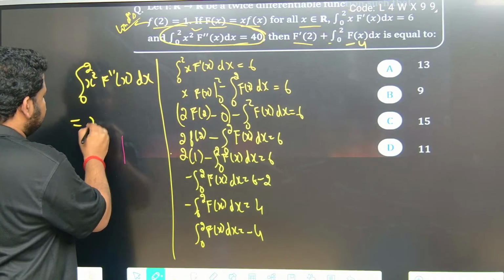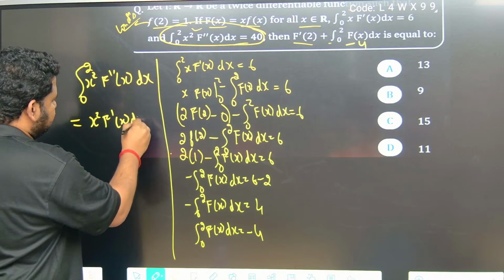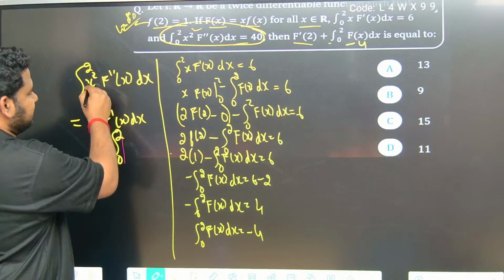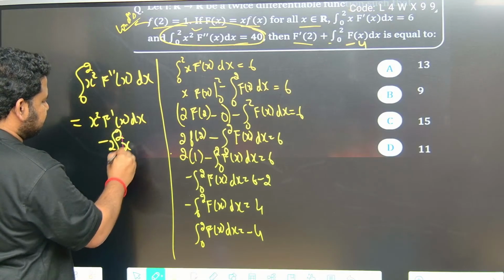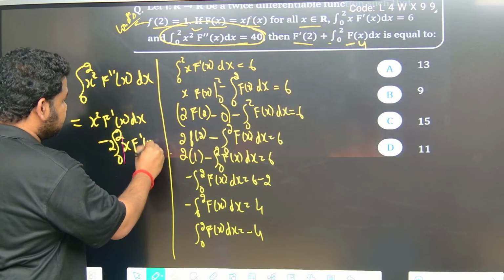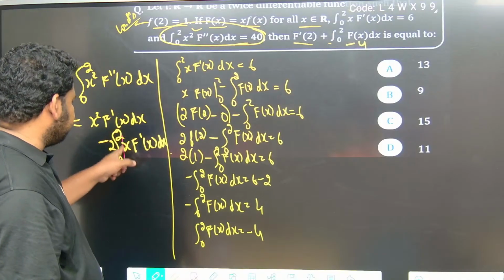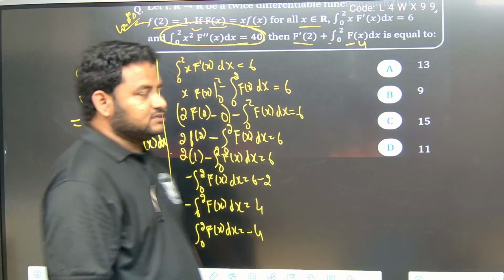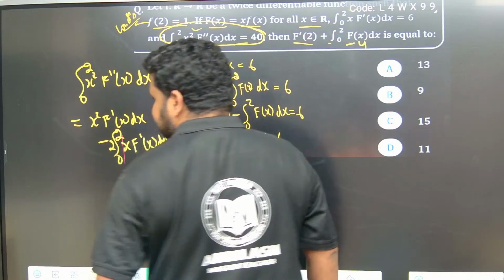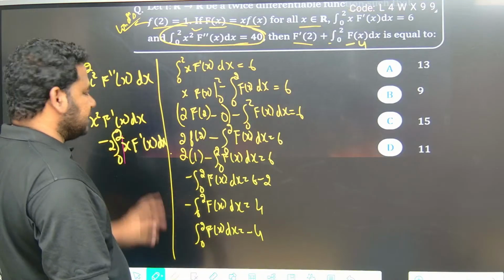This will be equal to x square into f dash of x, minus the integral from 0 to 2 of 2 times x into f dash of x dx. That is, 2 times the integral from 0 to 2 of x times f dash of x dx. The derivative of x square is 2 times x.